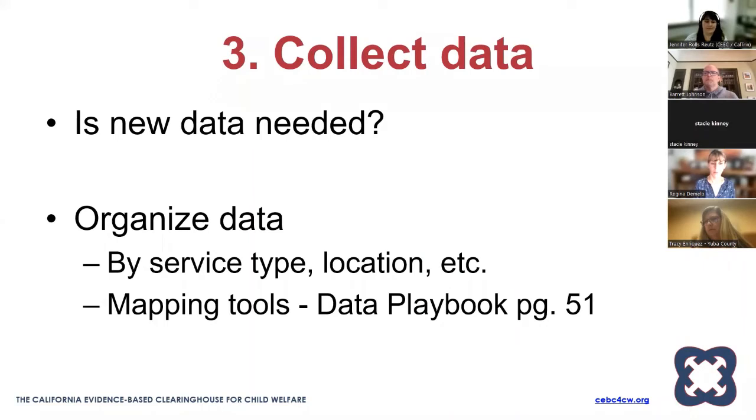So great. Okay. So you want to organize your data. Again, we talked, it's whatever makes sense to you: service type, location, target audience, etc. Mapping tools. It is called an asset map, and people tend to like a picture of what's going on. But a map can be very simple. It does not need to be anything too complicated.